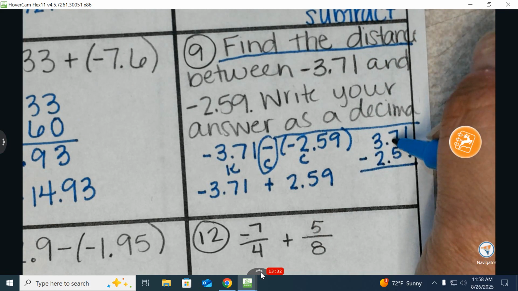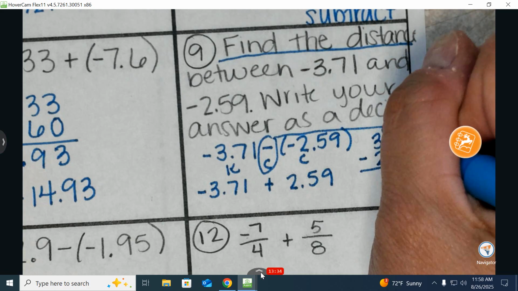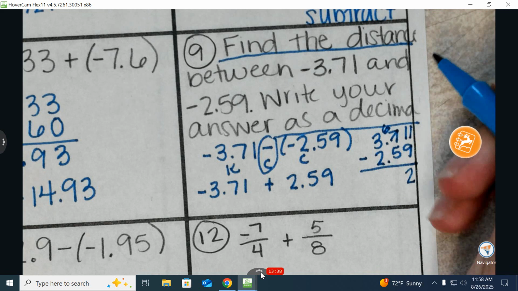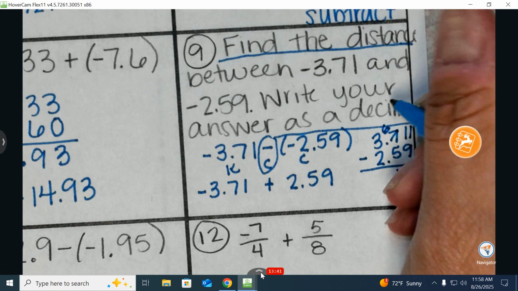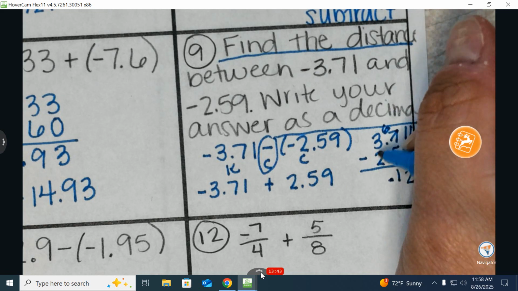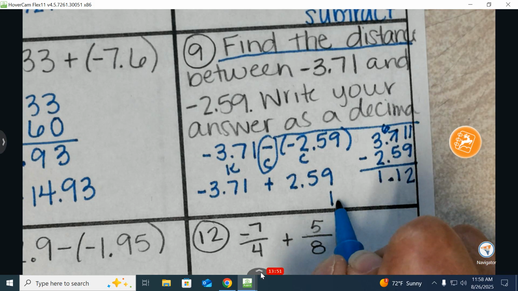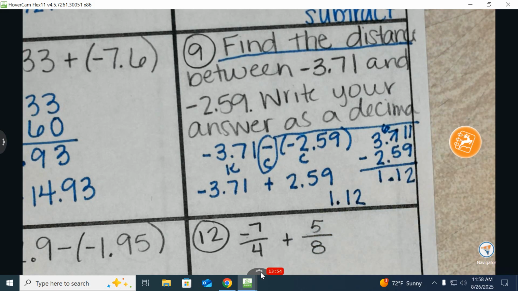Can't subtract that, so I have to borrow. That becomes a 6 and an 11. That's a 2. 6 minus 5 is a 1. Bring down your decimal. 3 minus 2 is 1. Distance cannot be negative, so it is just going to be positive 1.12.